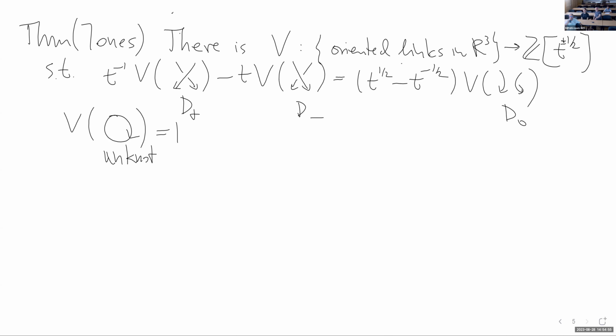And something like this is called a skein relation, or the polynomial. And I should say unique. I think I said it. In fact, there's only one such polynomial. And in fact, the uniqueness is not particularly difficult.